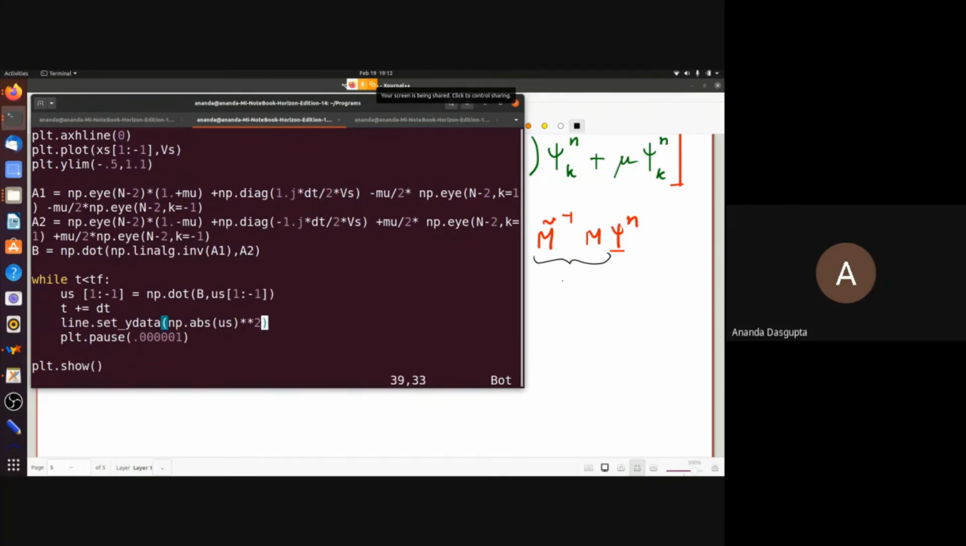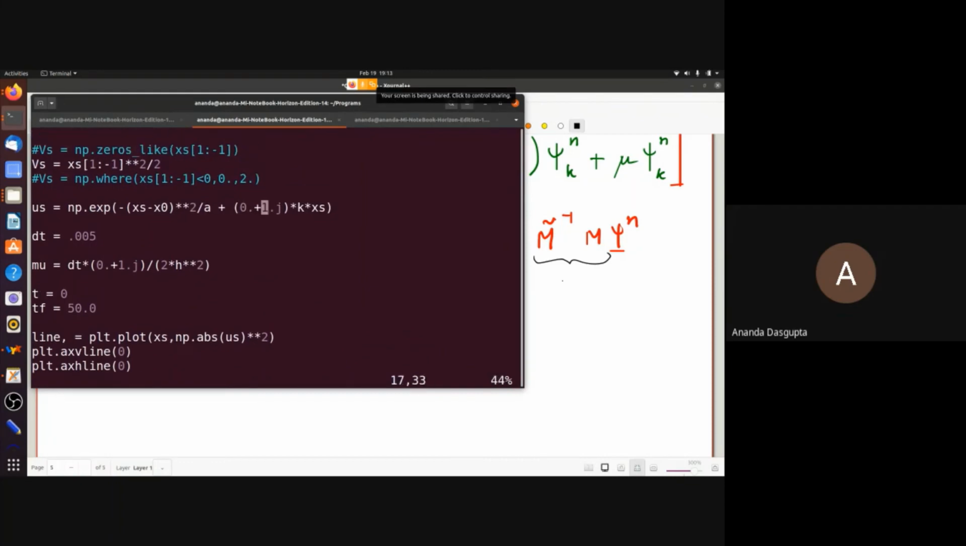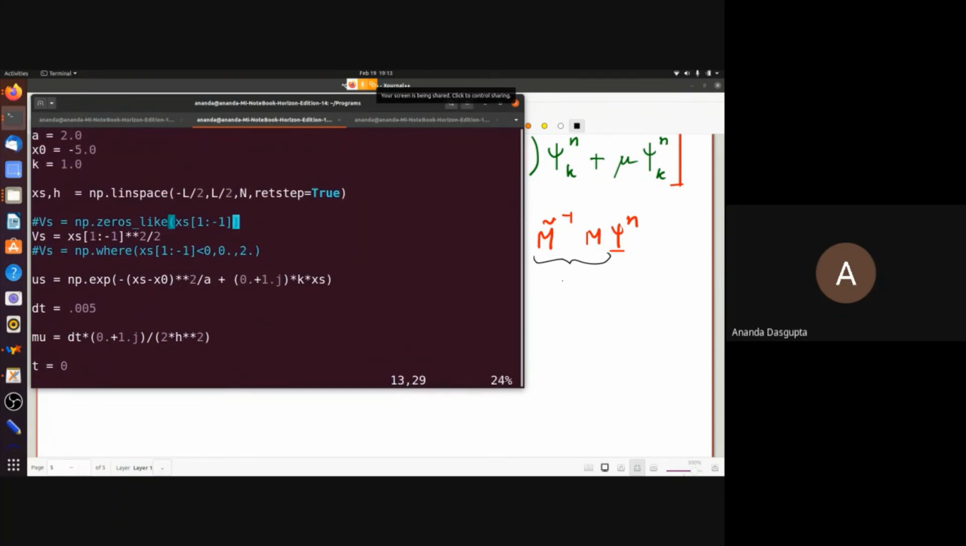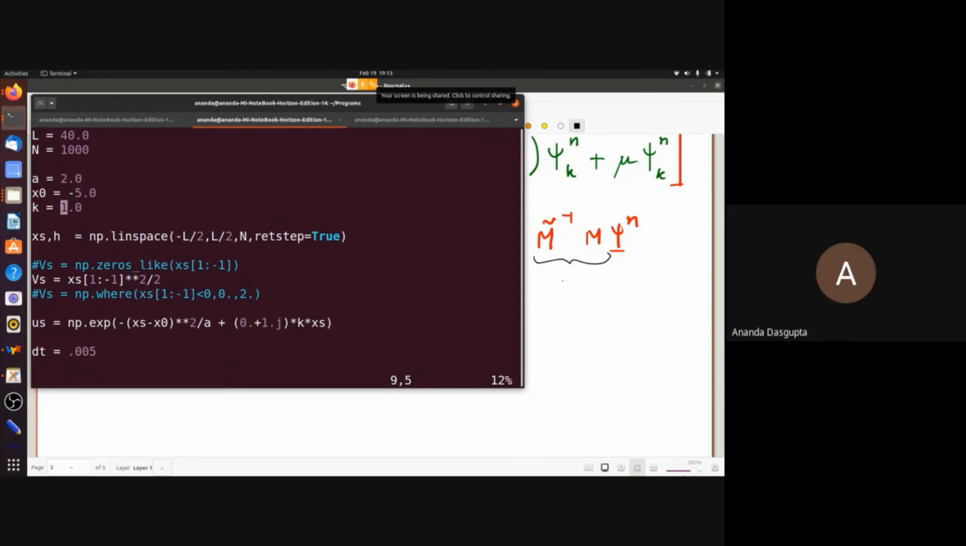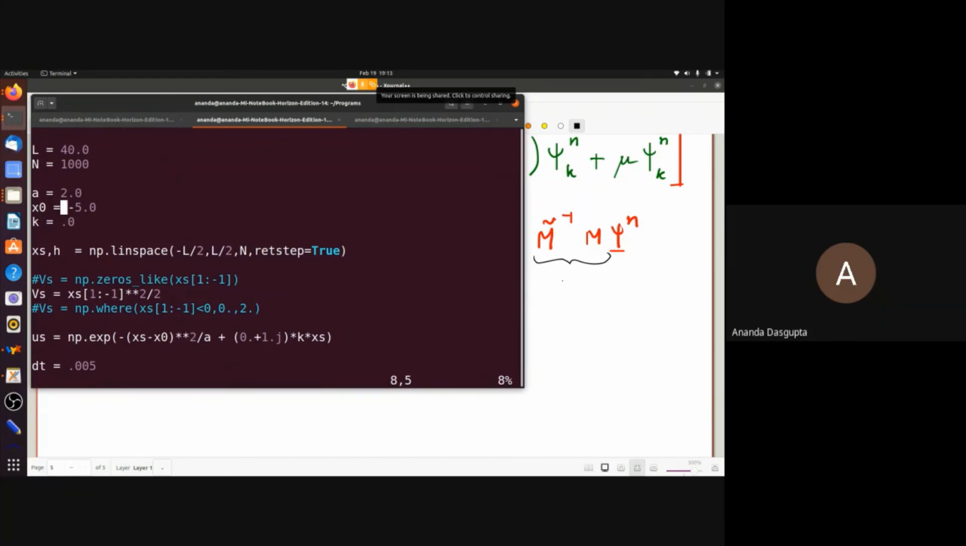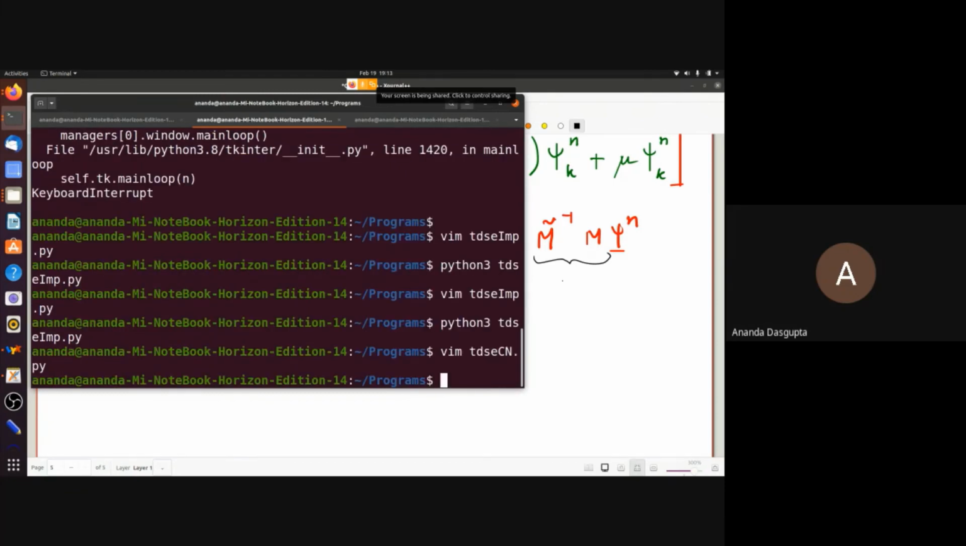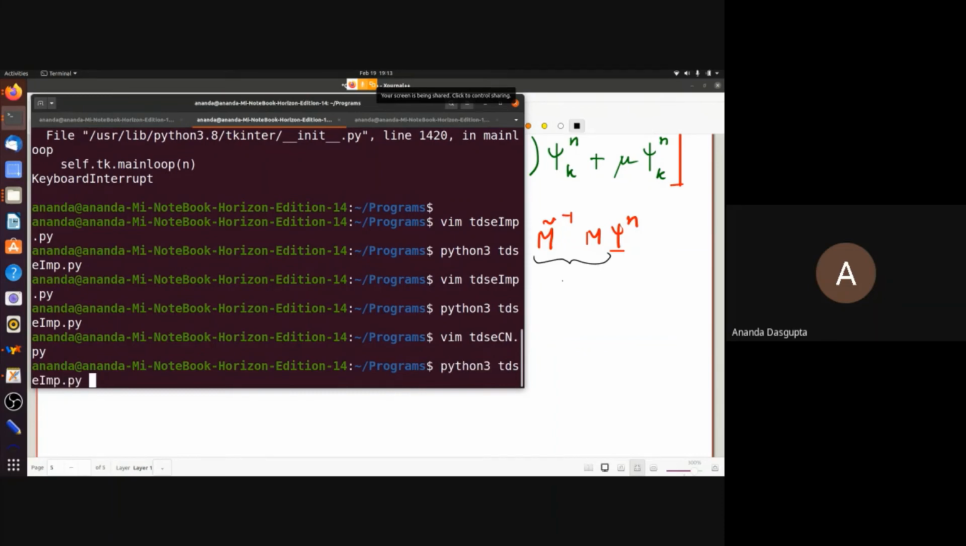So let's see, what do we have here? What potential are we using? We are using the harmonic oscillator potential. Okay, let's see. And let's use k equal to 0 for the timing to begin with. Okay, so a equals 2 is just the width. X0 means it has been shifted to the left by 5 units. And let's see whether this works.